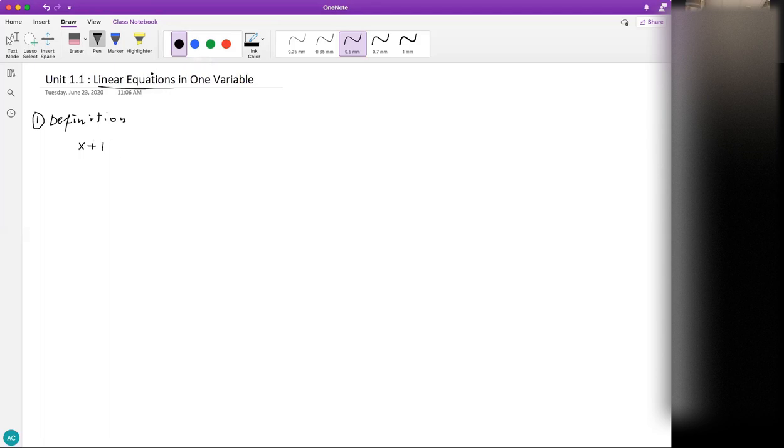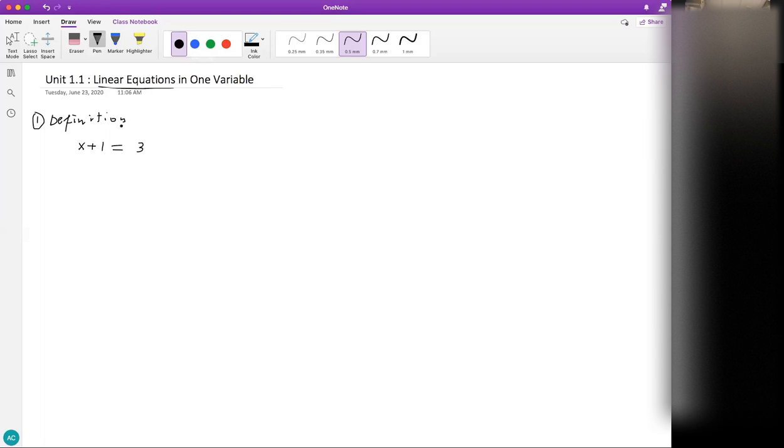For this to be an equation, it needs an equal sign. Hence the name equation. So an equation has an equal sign. An expression does not have an equal sign. It's something like this without an equal sign. But once we add an equal sign and something on the other side of the equation, for example, 3, we have what we call an equation. Okay, so that's the difference between an equation and an expression.